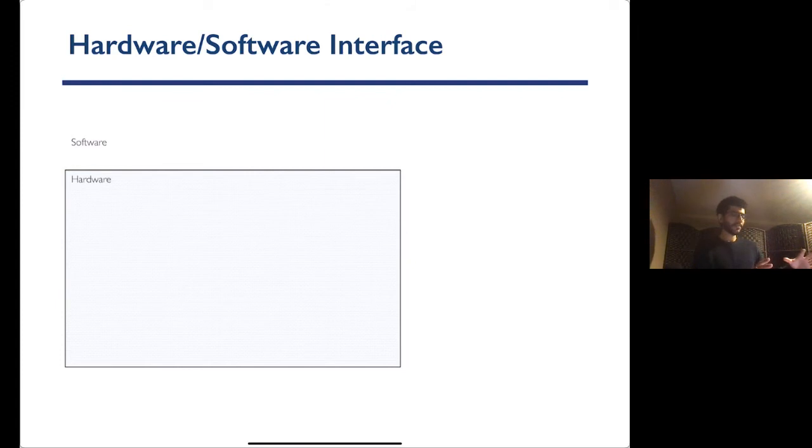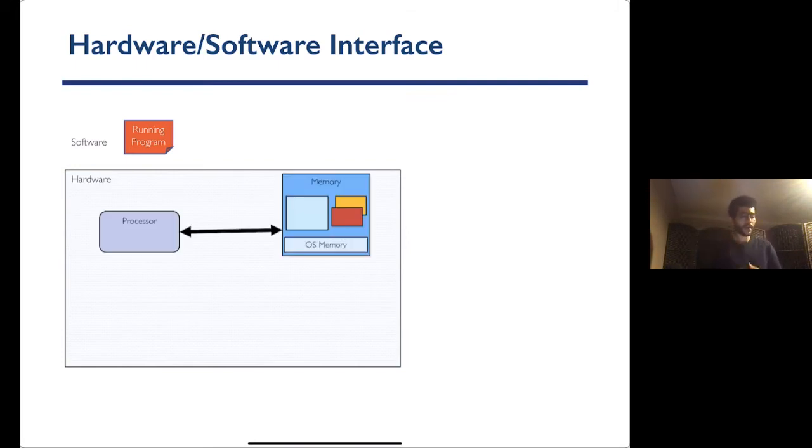I have this big box here, written hardware. So I'm going to put stuff inside. Let's start with the software. We're going to just look at a running program. What comes in the hardware part? Well, the most basic thing is that you need a processor to run your code, and then you need memory to store your data. Probably this memory is divided into what is needed for the operating system and what is needed for each one of the software or processes that are running.